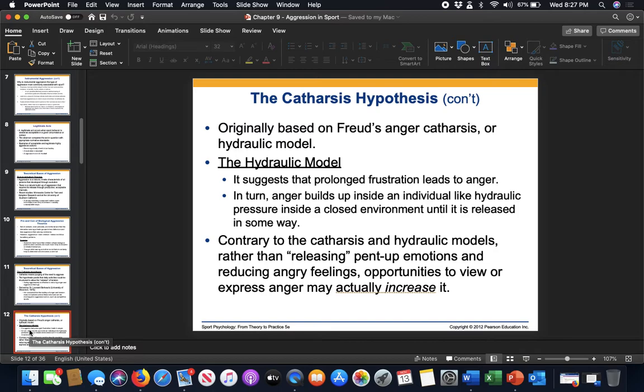So with the hydraulic model, prolonged frustration leads to anger. Basically, what ends up happening is that in a closed environment, when you have all this pressure that builds up, it has to be released in some way. So what you're saying is that you have pent-up aggression. Pent-up aggression is something that occurs, but at some point there needs to be this release. If you keep that release point hidden or it doesn't come out, then there's an increase in that anger, frustration and aggression, and it can eventually build up to be something worse than it is. So that's what we're looking at here.